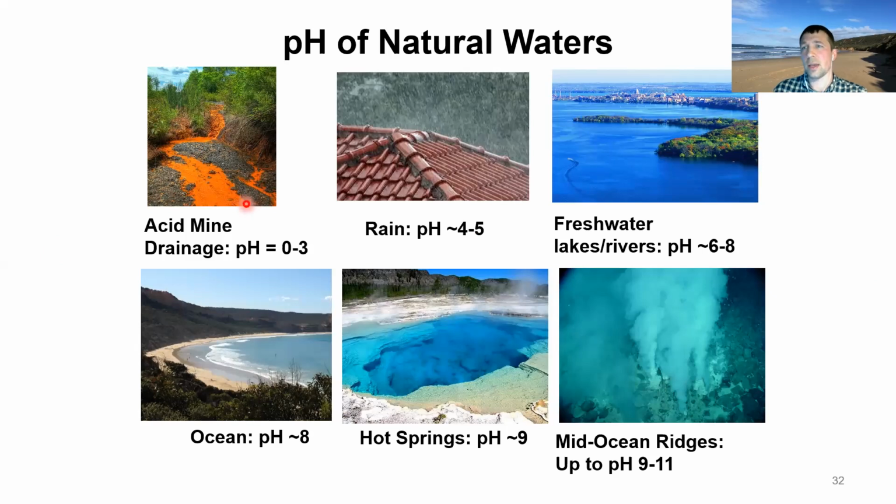Acidic conditions can unfortunately be created fairly easily whenever certain types of minerals are oxidized in the presence of water. So an example of that would be acid mine drainage. Rainwater tends to be slightly acidic due to dissolved gases.